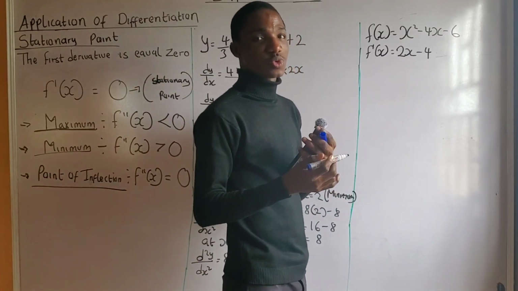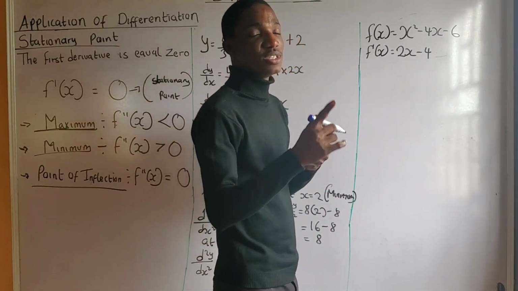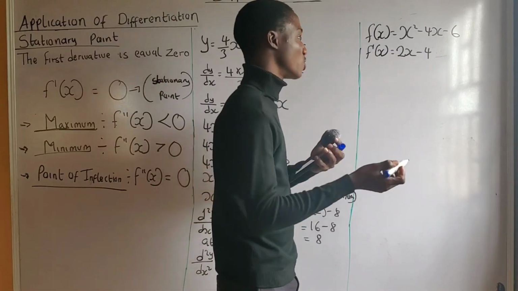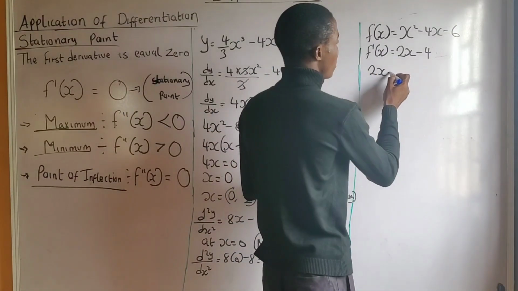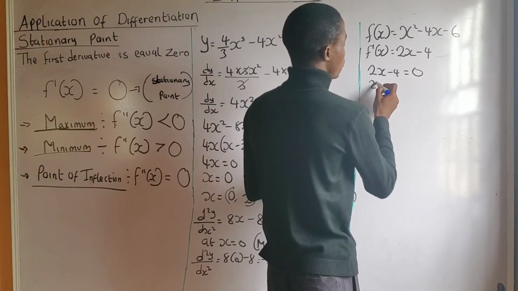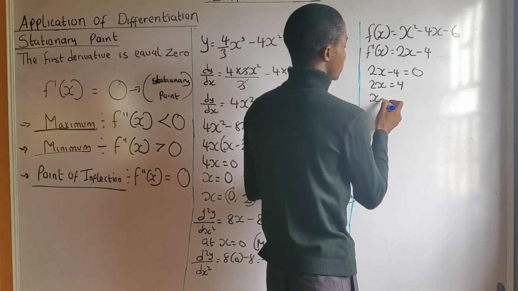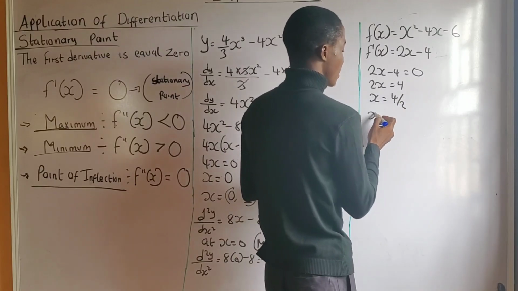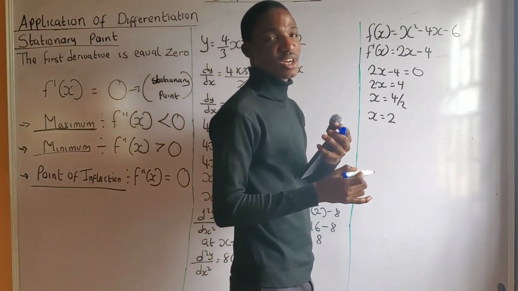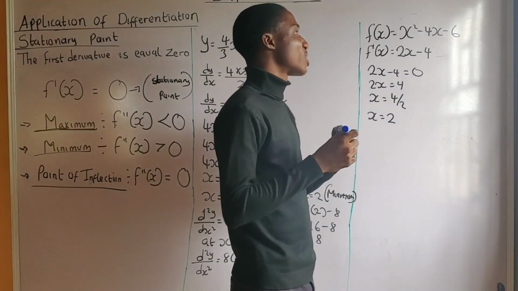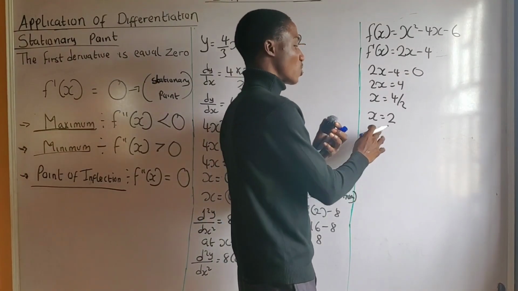Set this derivative equal to 0 because at stationary point, the first derivative of a function equals 0. So I'm going to have 2x minus 4 equals 0. 2x equals 4. x equals what? 4 over 2. x equals 2. So the stationary point of the function x squared minus 4x minus 6 is x equals 2.